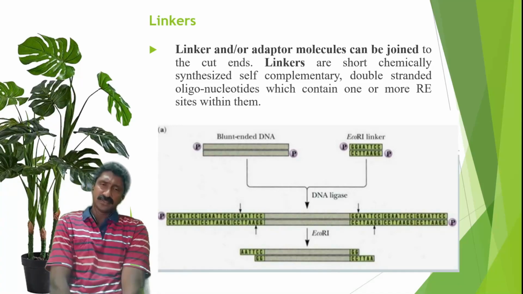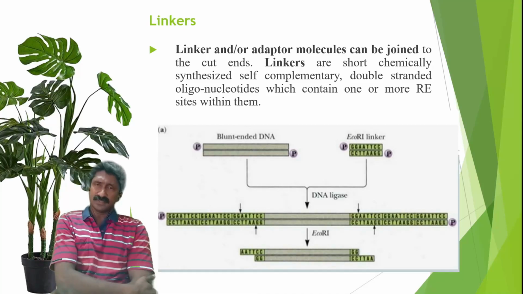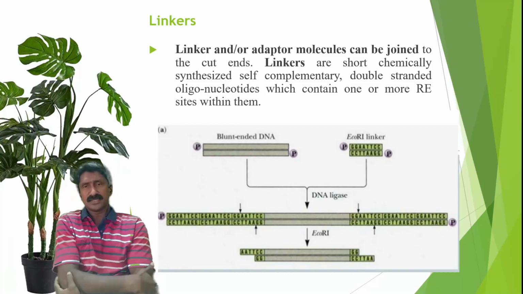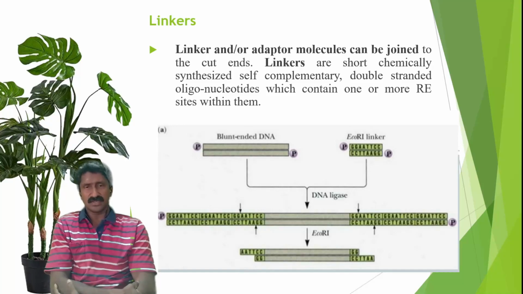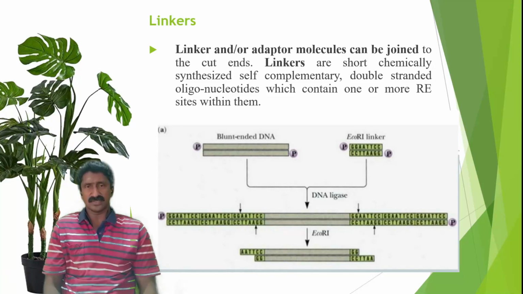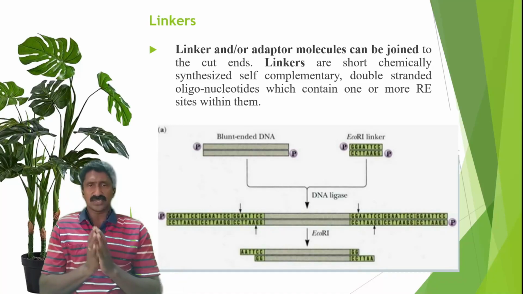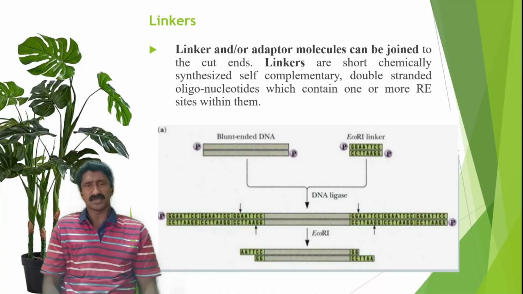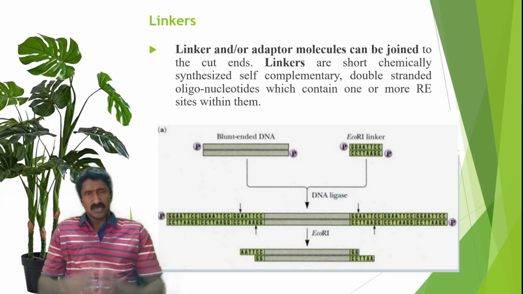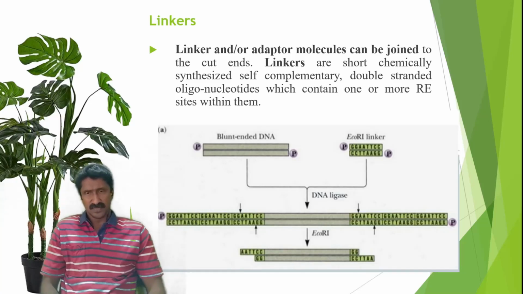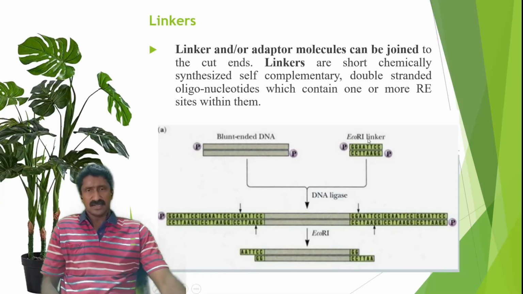Okay, now there is another item, that is linkers. Linkers or adapters are molecules that can be joined to the cuttings. Linkers are short, chemically synthesized, self-complementary, double-stranded oligonucleotides, which contain one or more restriction sites within them. So here we have a blunt DNA, and this is an EcoRI linker. So the EcoRI linker can be ligated to both ends of that target blunt DNA.